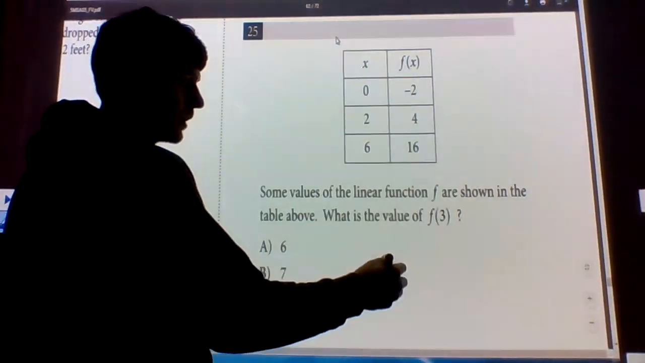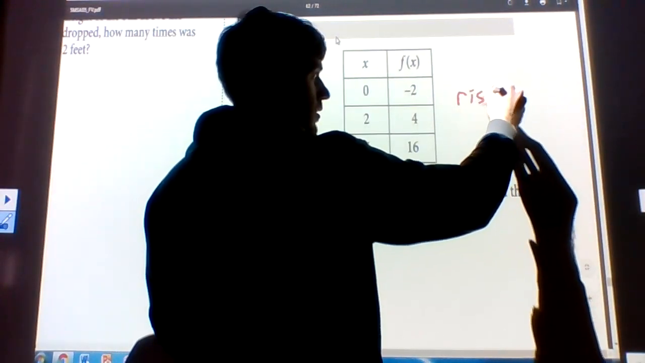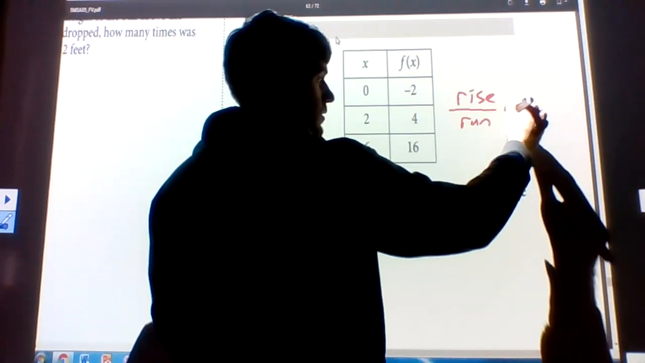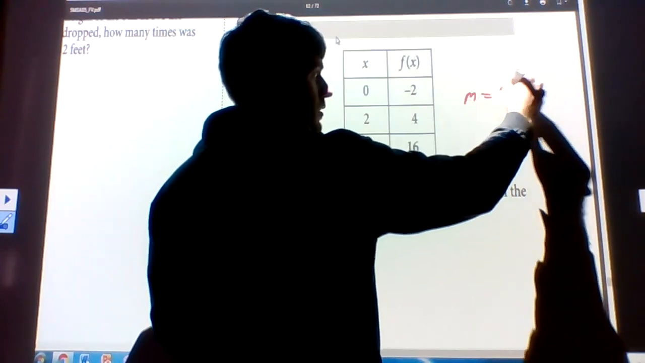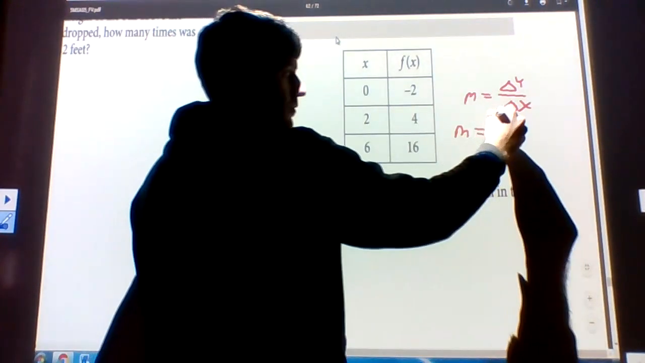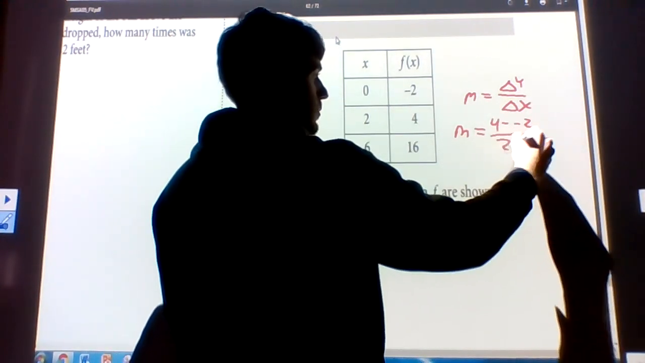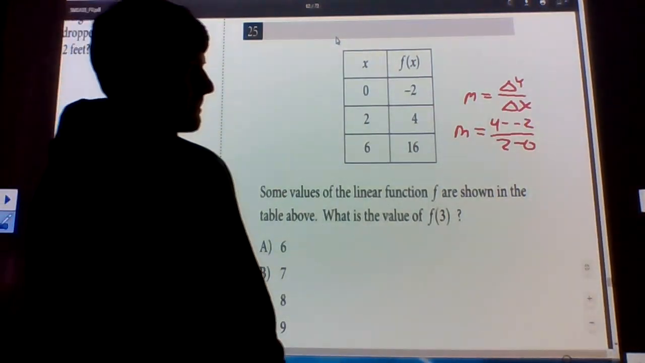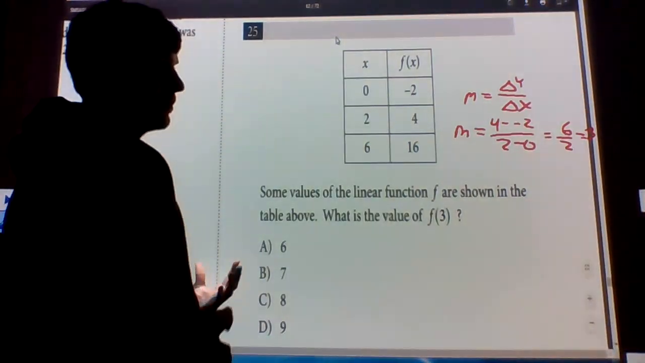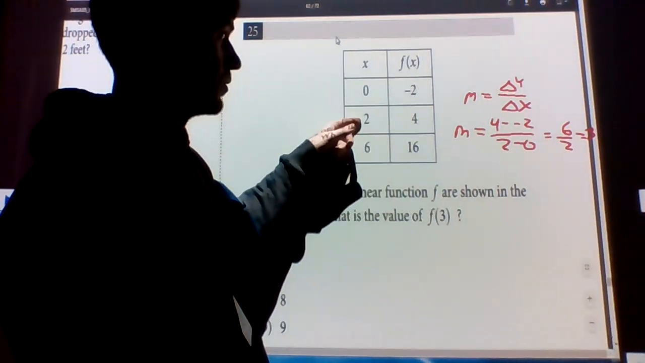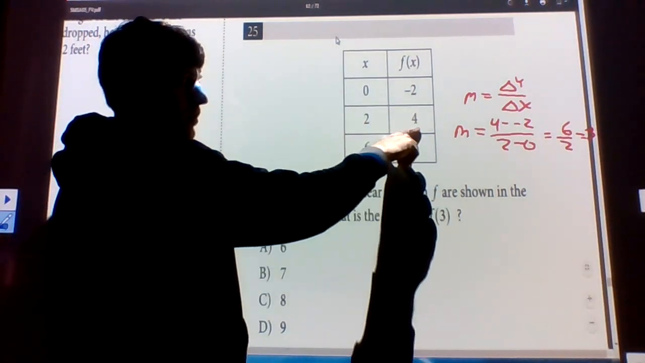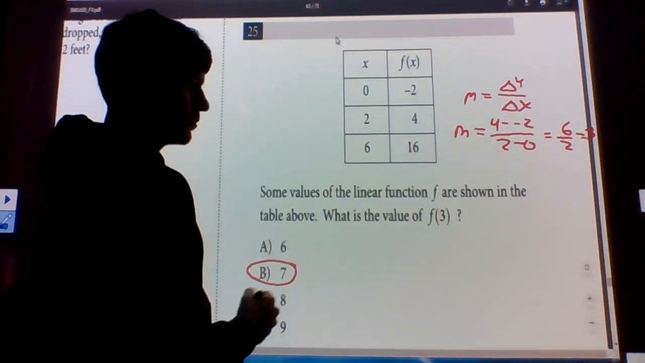If you want to find your slope, rise over run, or change in y over change in x is a good way to do it. So pick two y values, 4 minus -2, and then 2 minus 0. So that's going to be 6 over 2, which is 3. So it's going up 3 every time, so 3 over 1. So if you want f of 3, you're going up 1, you got to go up 3, so it's going to be 7. So B.